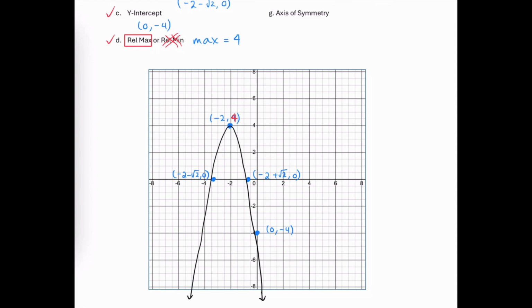And finally, the axis of symmetry is going to be the vertical line that passes straight through the vertex. It's the vertical line about which our parabola is symmetrical. A vertical line is always going to have the equation x is equal to some value, and the x value that we pass through is negative 2.